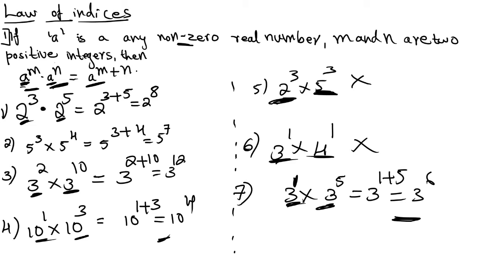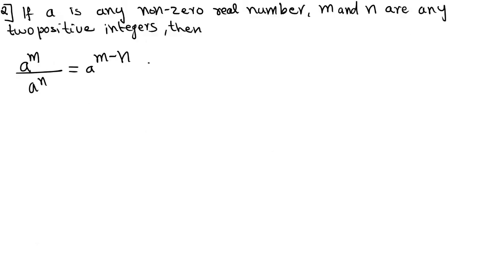Okay. Remember, a to the power m into a to the power n is a to the power m plus n. Second rule: if a is a non-zero real number, and m and n are any two positive integers, then a to the power m by a to the power n is a to the power m minus n. It's a division rule. Okay. a to the power m by a to the power n is a to the power m minus n.